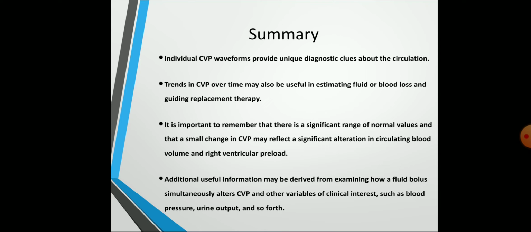And you also have these waveforms of CVP, that is three ascents, A, C, and V, and two descents, X and Y. Especially in the case of cardiac tamponade, you see a steep X descent and you don't see a steep Y descent. In constrictive pericarditis, you see both steep X and Y descents. In atrial fibrillation or atrial flutter, you see the absence of A waves. So on the basis of this, you are able to diagnose certain diseases.